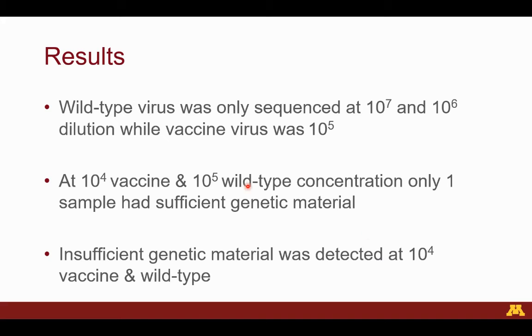Here we got that the wild-type virus was only sequenced at the 10 to the 7th and 10 to the 6th dilution, while the vaccine virus was at 10 to the 5th. Also, we observed that at 10 to the 4 vaccine and 10 to the 5 wild-type concentration, only one of the samples we were evaluating had sufficient genetic material, and it was a wild type. Also, at 10 to the 4, there was insufficient material, so we couldn't account for this group in the study.